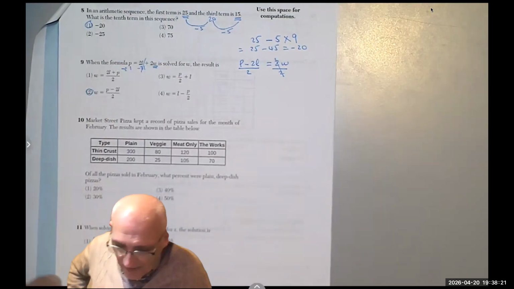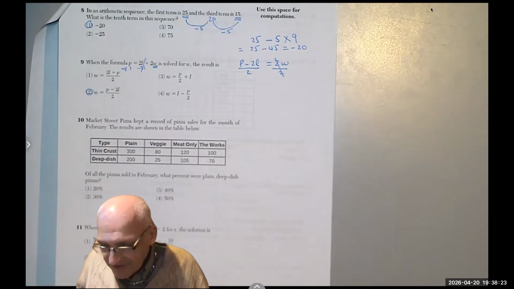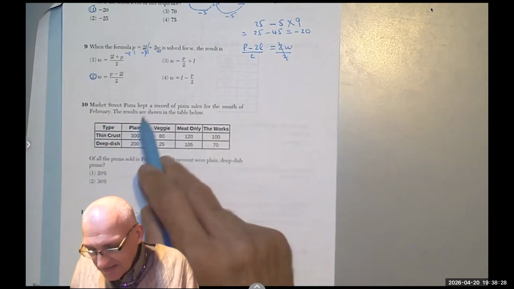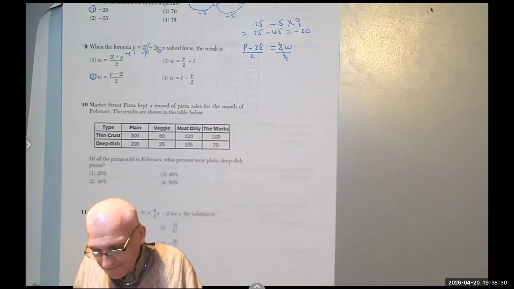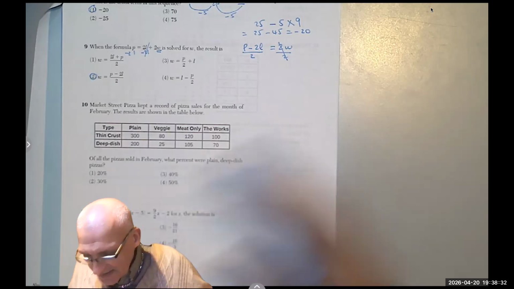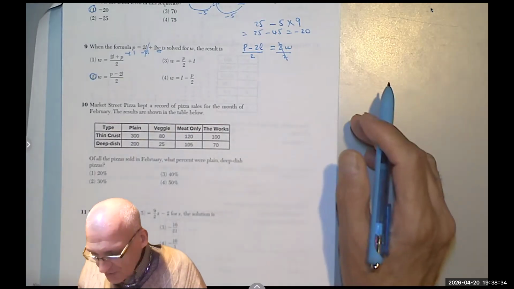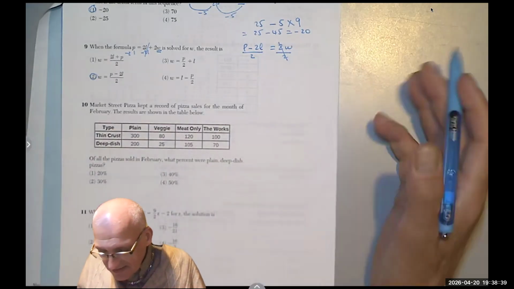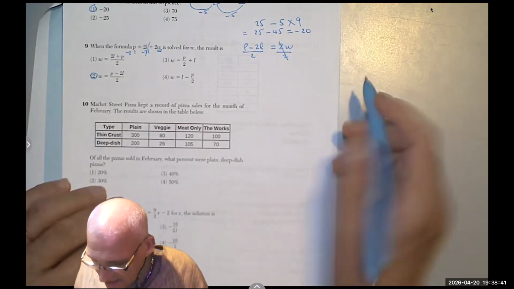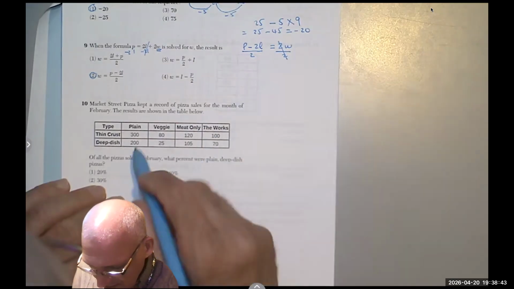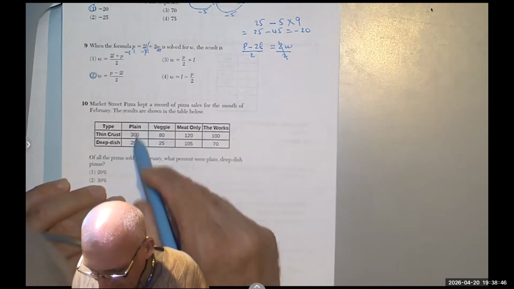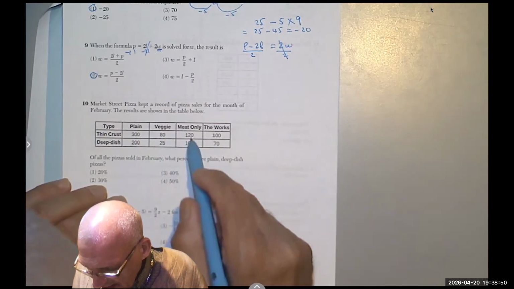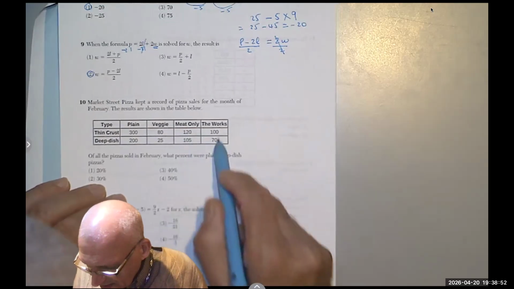Okay. Market Street Pizza kept a record of pizza sales for the month of February. The results are shown in the table below. Well, they didn't tell us how many. So if they ask about probabilities, or percents, I have to add all of them. So you have your calculator, but I don't need it. I have 500, 605, 710, 830, 900, 1,000.